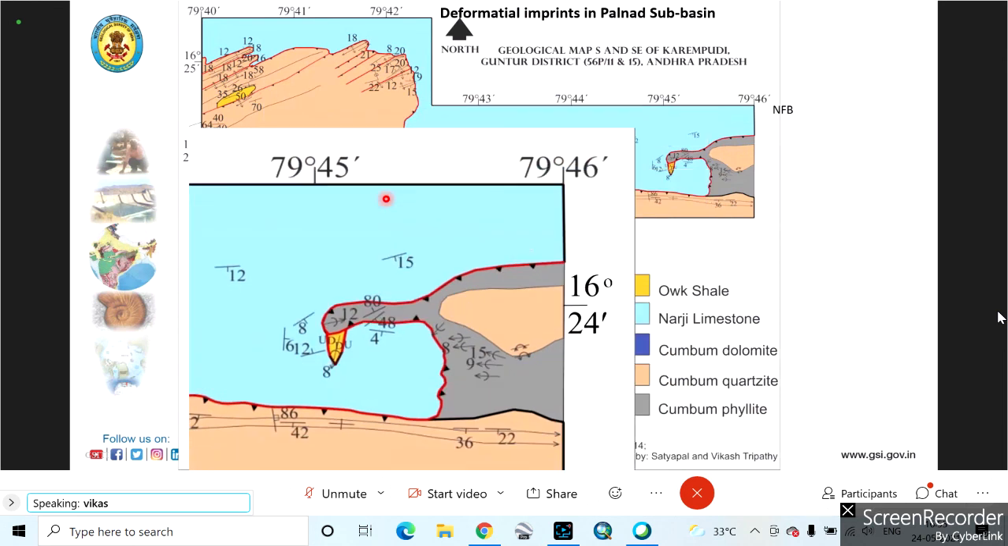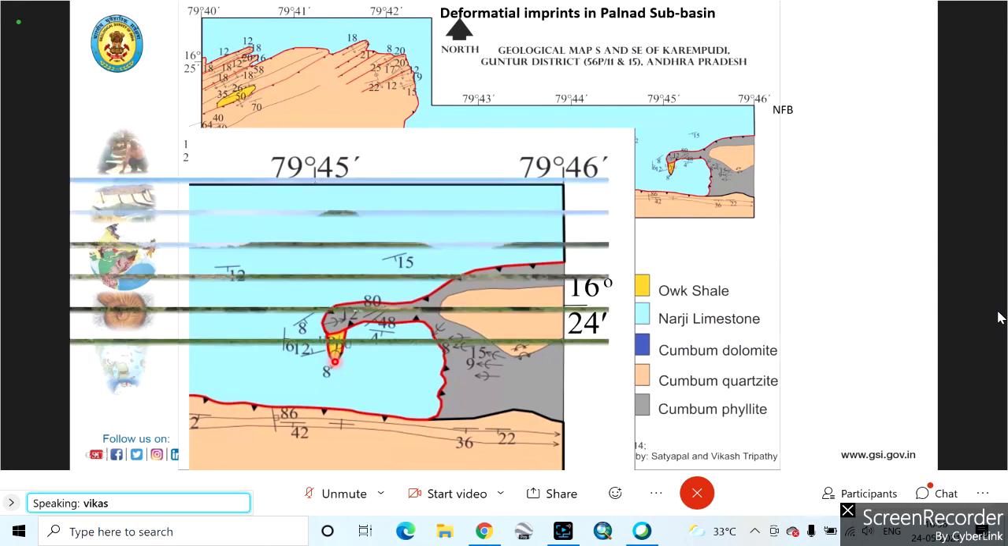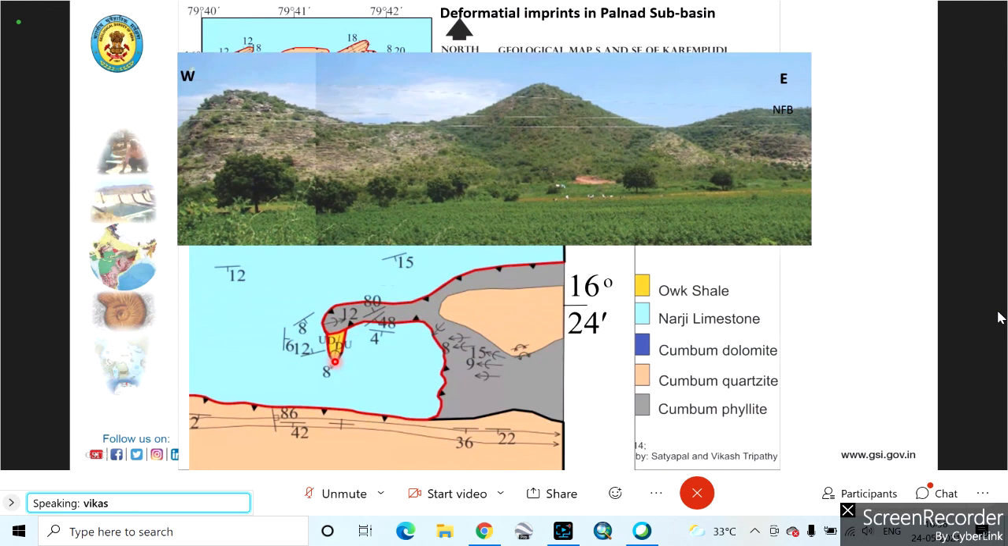Yeah, in this part, you see there is a beak type of thing, a yellow part you're seeing there, a small outcrop. The blue is your Narji limestone of Kurnool Basin, and the yellow is your oak shale. Next please. If you go in the field, you will see the hills are like this.